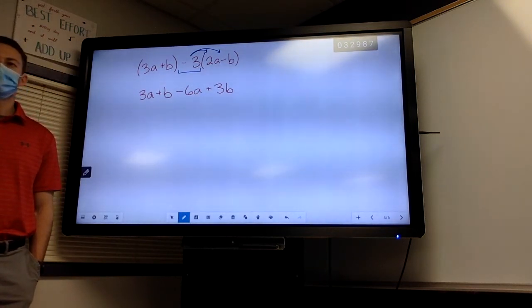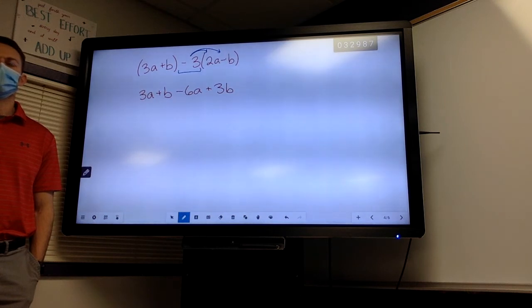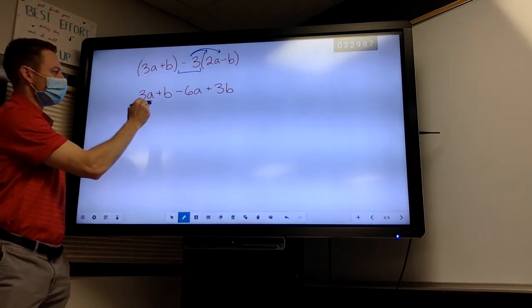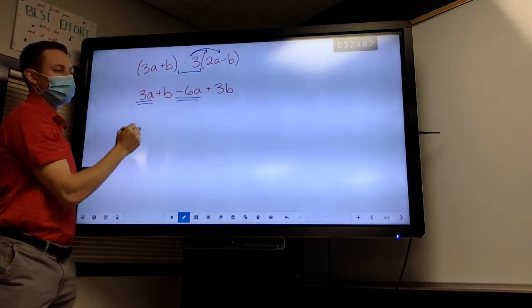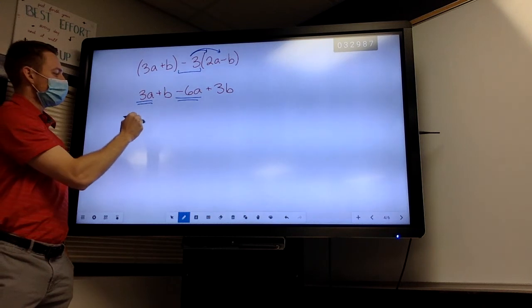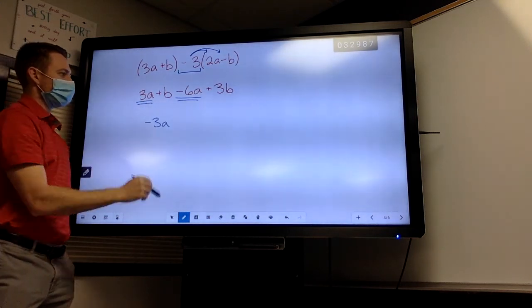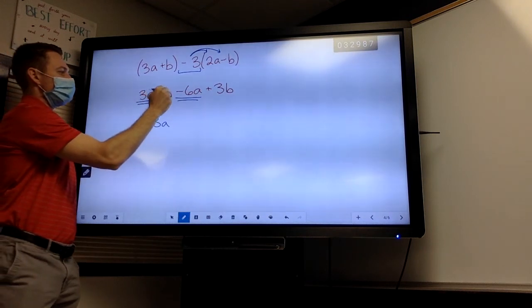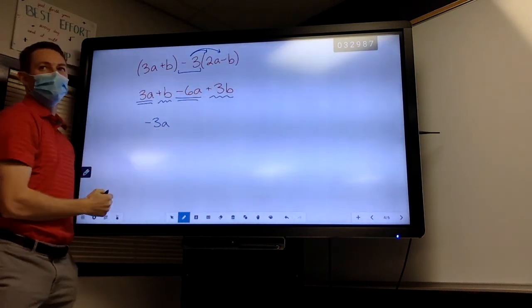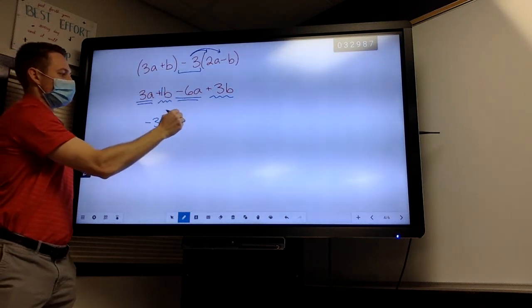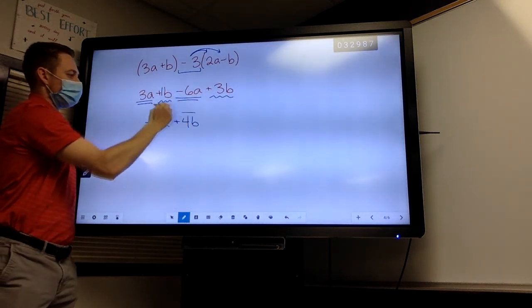Are we done yet? No. What do we got to do? Combine like terms. So we have a 3a and a minus 6a. So what is 3 minus 6? Negative 3, so negative 3a. And then we have b plus 3b. That's like 1b plus 3b gives us 4b.